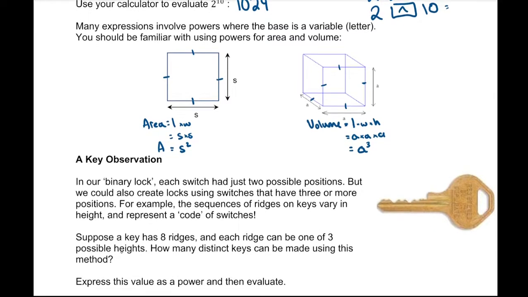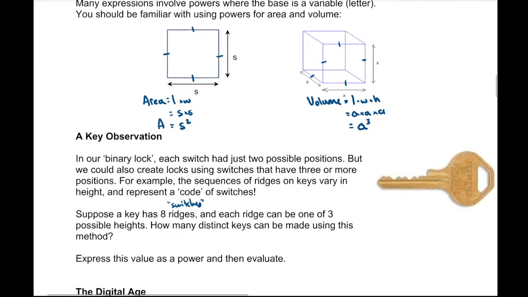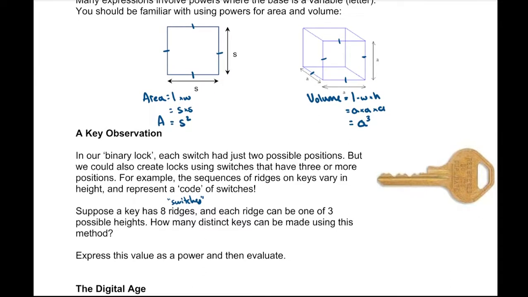So suppose a key has 8 ridges, or you could say 8 switches. And each ridge can be one of 3 possible heights. How many distinct keys can be made using this method? So if we're only limited to 8 ridges, and each ridge has one of 3 possible heights, how many different keys or different settings, going back to the last example, could we have?